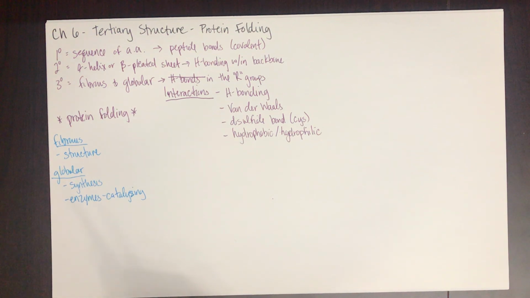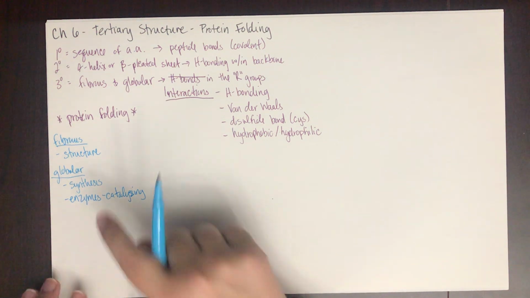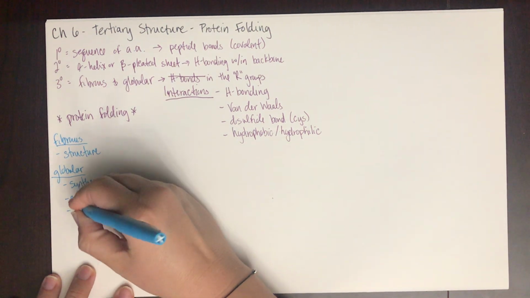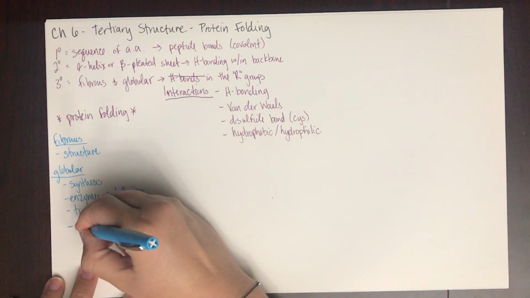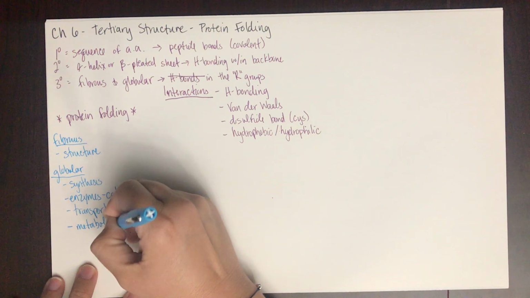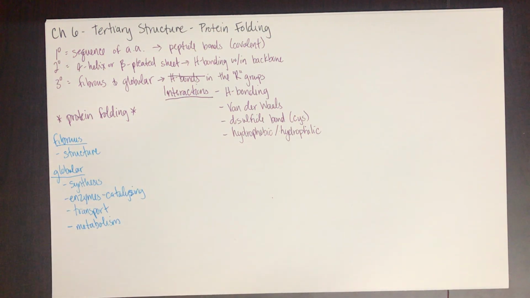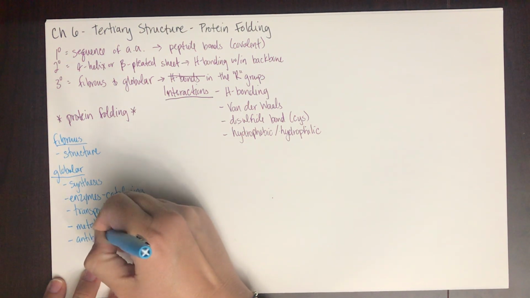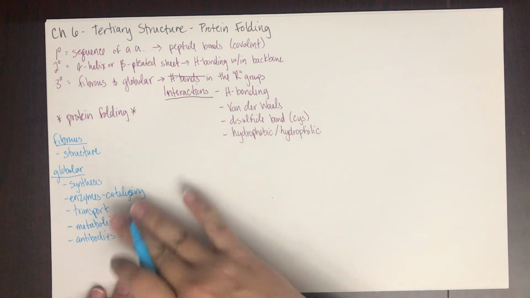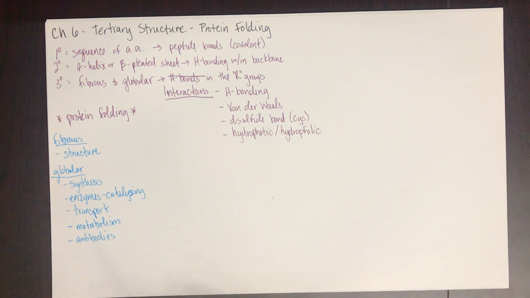None of the chemical reactions in our cells would happen quick enough to support life, and enzymes are responsible for increasing the rate of chemical reactions. We're going to talk a lot about enzymes later. Globular proteins are also involved in transport and metabolism. We're going to talk a lot about globular proteins. Globular proteins are antibodies. This is probably the class of molecules that we'll spend the most time talking about this quarter.